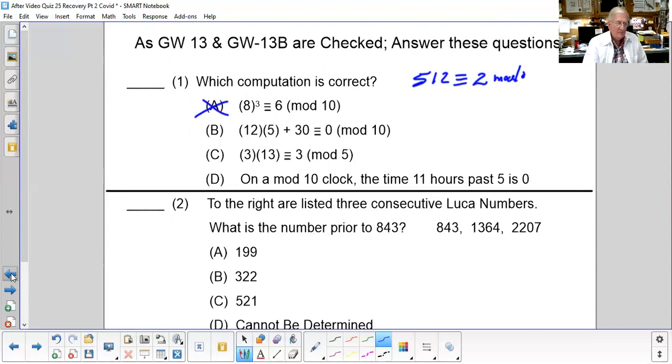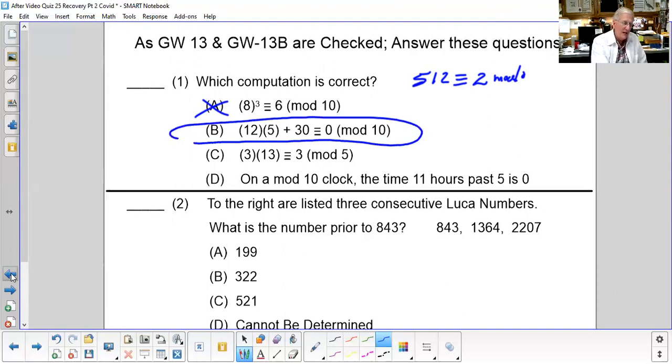Let's look at B. What's 5 times 12? 60. What's 60 plus 30? 90. 90 ends in a 0. Same thing as 0 mod 10. Looks like B's okay, right?